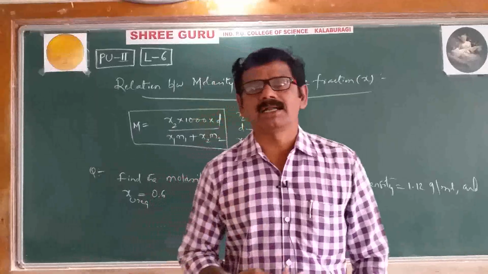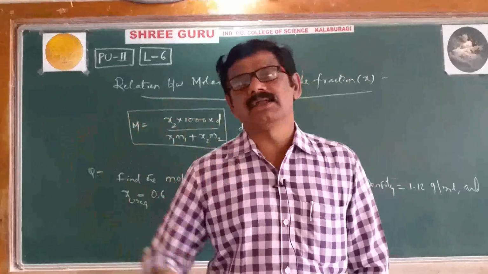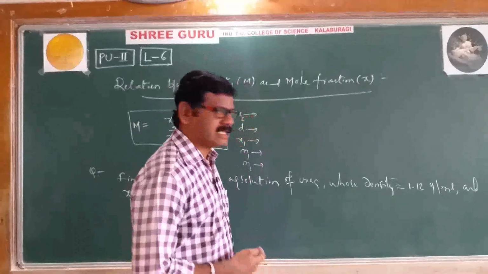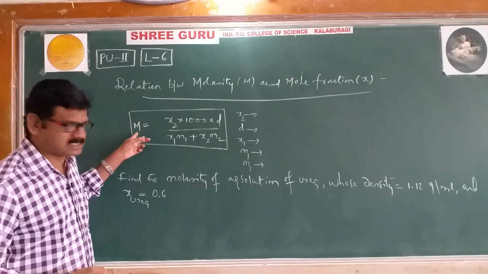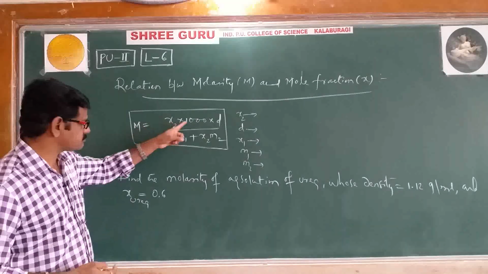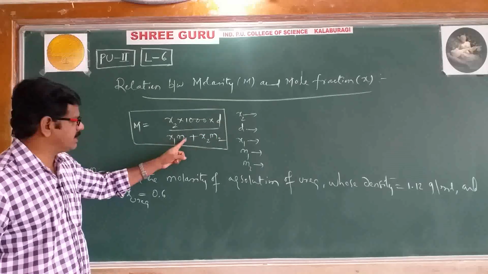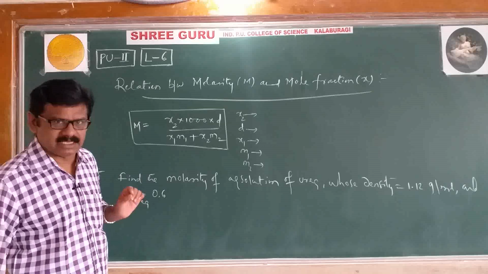But right now I am not giving the derivation part. I already told you in the regular class, then we'll see its derivation part. Right now I'll give you the direct formula only. That is, capital M, nothing but molarity, is equal to x2 into 1000 into density divided by x1 m1 plus x2 m2. All the terms are familiar to you.